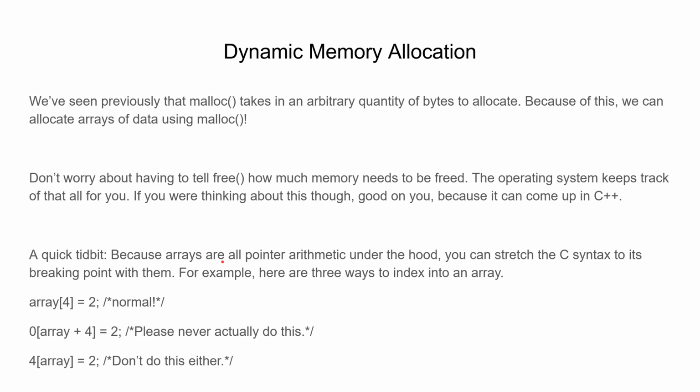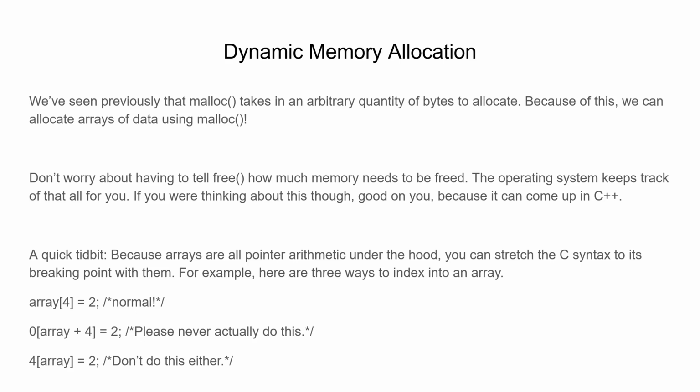A couple of notes on dynamic memory allocation. We've seen previously that malloc takes in an arbitrary quantity of bytes to allocate. Because of this, we can allocate arrays using malloc. We just multiply the size of the data we need times the number of elements we want in the array, and malloc will give us one contiguous chunk of that size. When you're freeing memory, you do not need to worry about how much memory needs to be freed. The operating system keeps track of how much memory it passes and the pointers related to those for you. If you were thinking about this, it is good because something similar to this does come up in C++ in the form of delete, because C++ handles memory allocation in a different way to C, even though you can use the C method if you really want to.